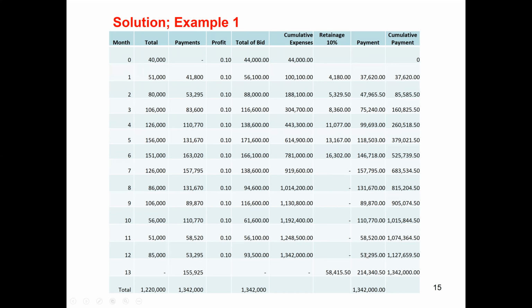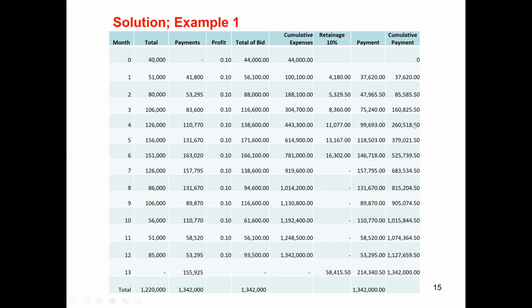Now we see the cumulative payments. The first is 37,620, it comes the same. Then for the second one, we add 37,620 plus 47,965.5, so it will become 85,585.5. And then 85,585.5 plus 75,250 will become 160,825.5.